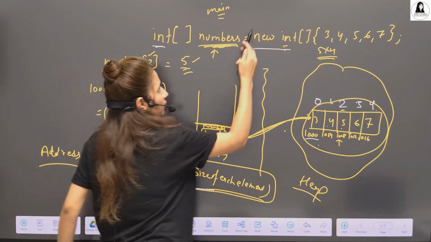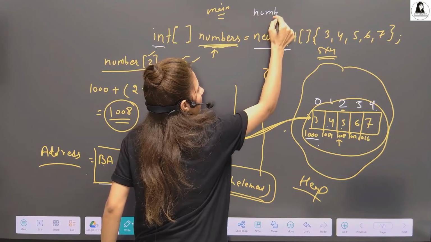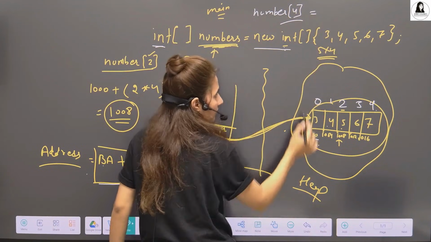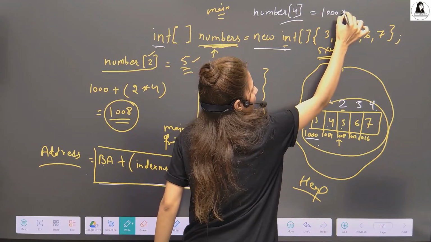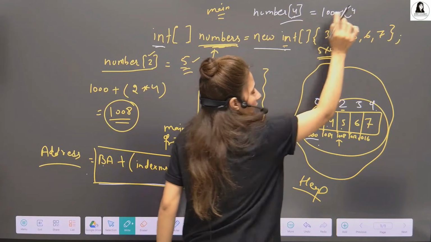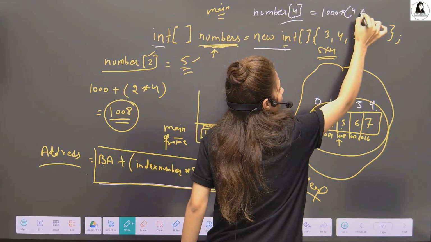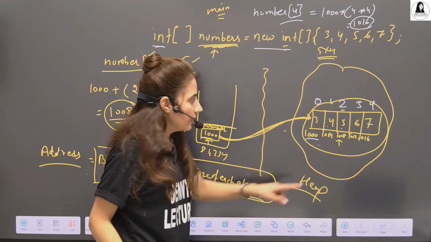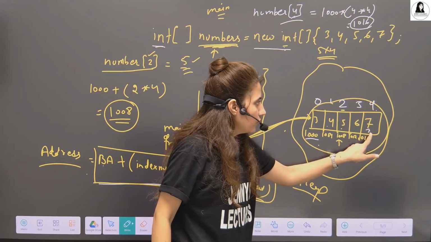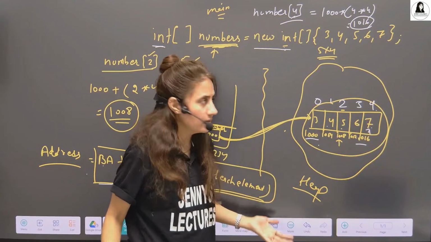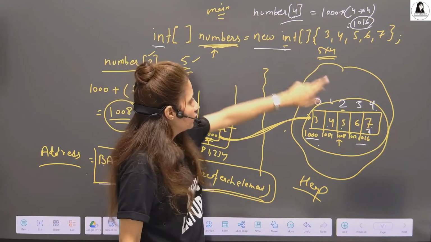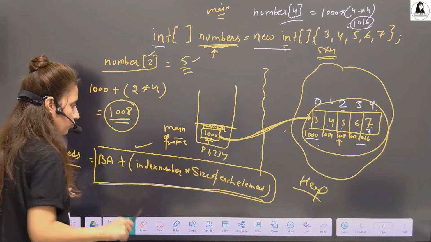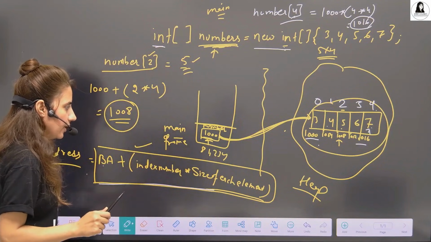If I write here, suppose numbers[4], then base address 1000 plus, sorry, the index number is 4, into size is also 4. So it will give you 1016. At 1016, what is there? 7. And that is correct. At numbers[4], we have 7. So the formula is this to access the element, right?